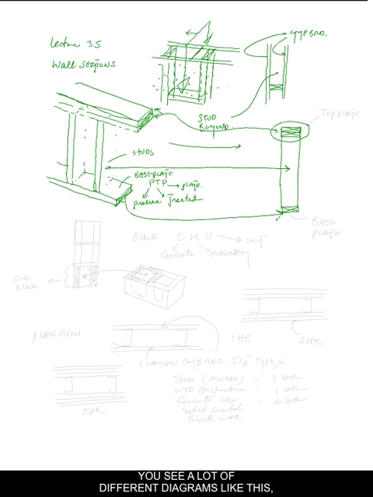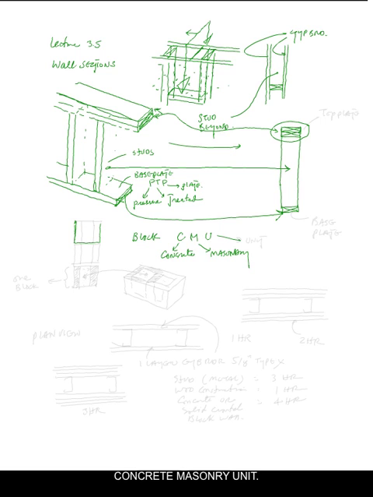You see a lot of different diagrams like this. A block wall, or a concrete masonry unit wall. This is, let's say, block, what is known as a CMU wall. Concrete masonry unit.